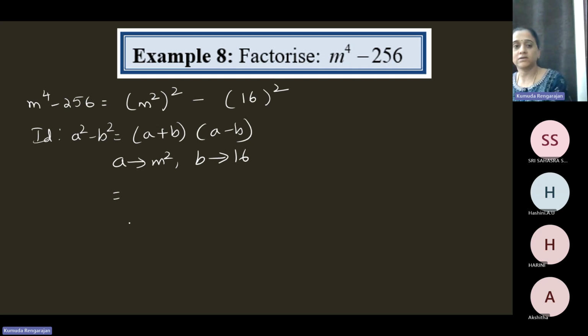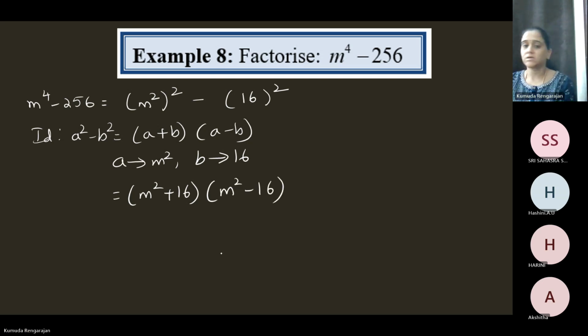So it will be a plus b, m squared plus 16 into a minus b, m squared minus 16. Is this understood? Now continue to factorize. M squared plus 16 cannot be factorized further because it is of the form a squared plus b squared.